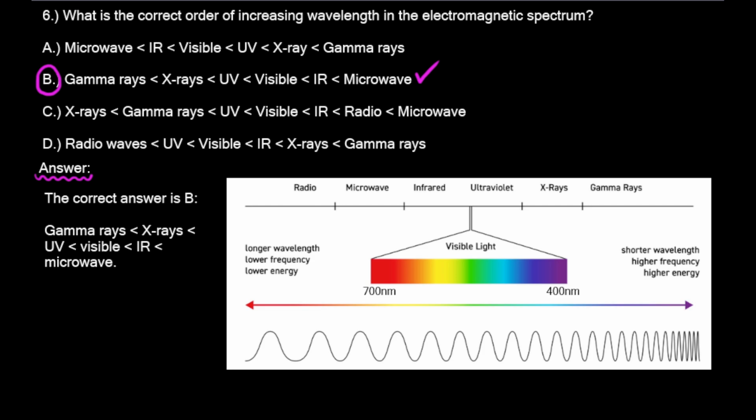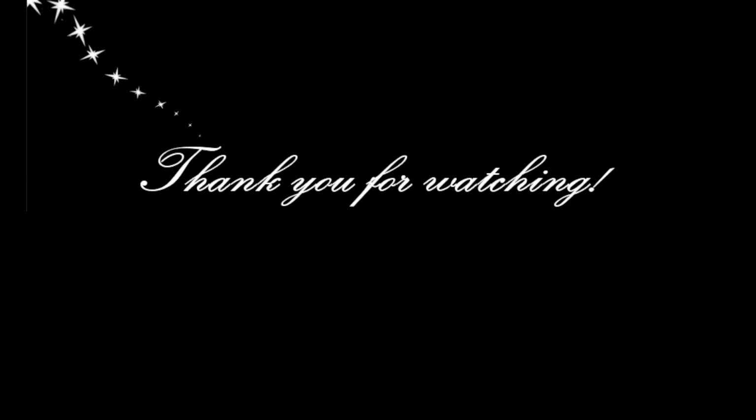A helpful way to remember this is that high energy waves have shorter wavelength while lower energy waves have longer wavelength. That's why gamma rays come first and microwaves come later. Finally, remember the order of the electromagnetic spectrum using the mnemonic that we previously presented in this lecture. It will help you answer some of the questions on the MCAT correctly. So the correct answer is B. Gamma rays, X rays, UV, visible, IR, and microwave.